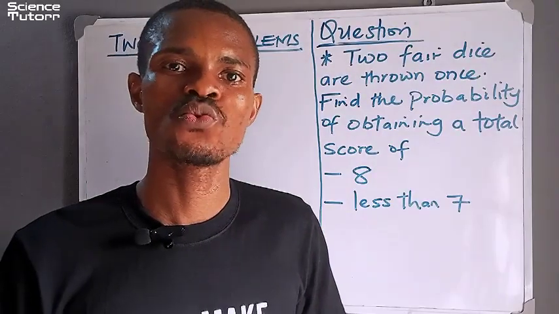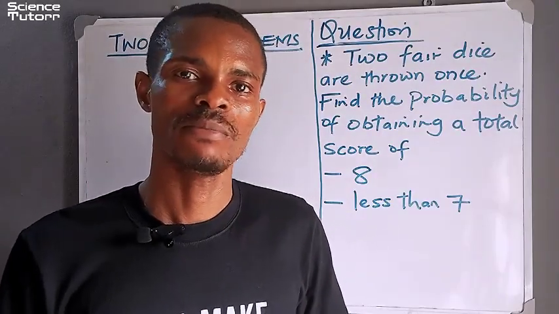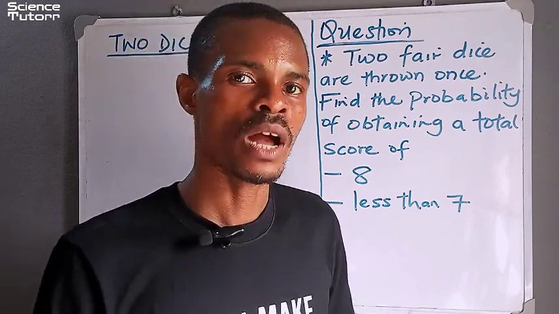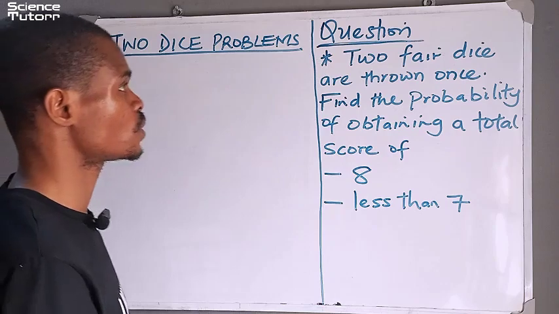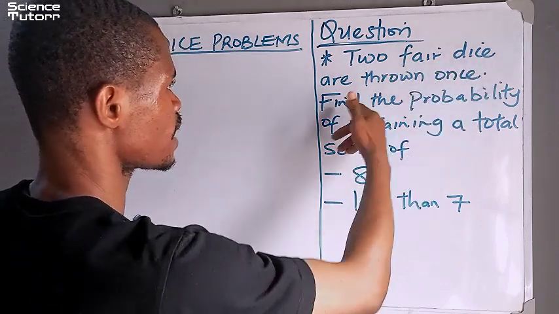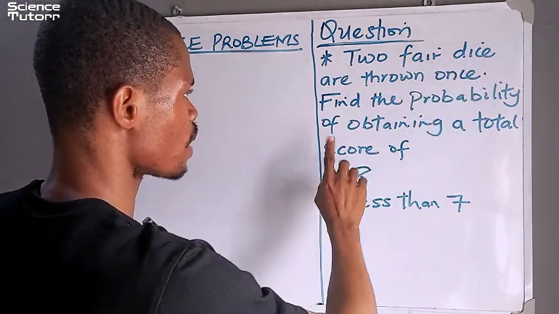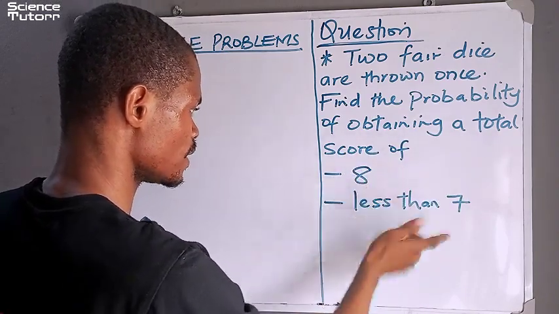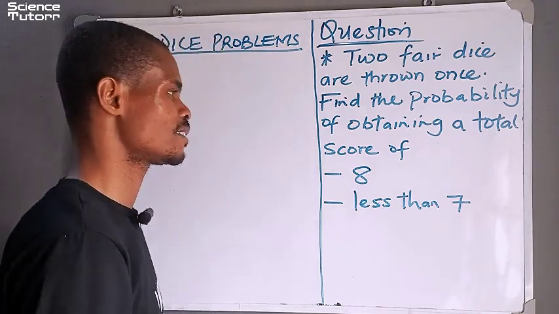Let us analyze a two dice problem. Remember, die singular, dice plural. So how do we go about it? We have the question, it says two fair dice are thrown once. We should find the probability of obtaining a total score of 8, and then secondly, less than 7.